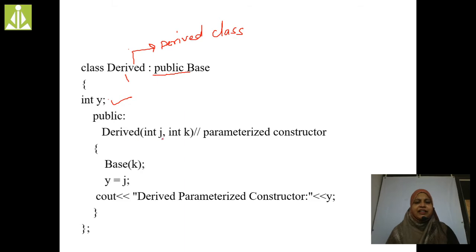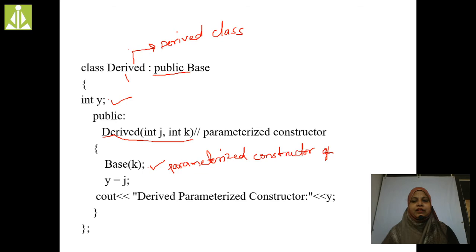Here derived(int j, int k), we can use this j comma k in this parameterized constructor. Again, I am going to invoke the parameterized constructor of its base class. The parameterized constructor of its base class is going to be invoked in the derived class parameterized constructor, or else we can write in this format also.